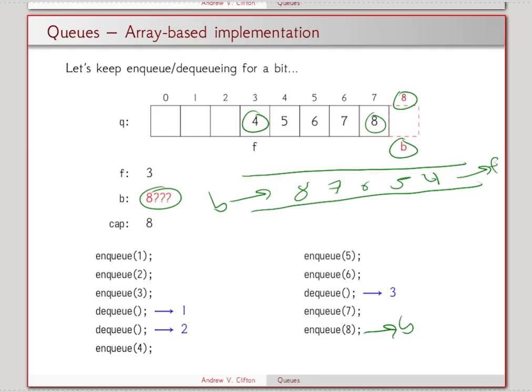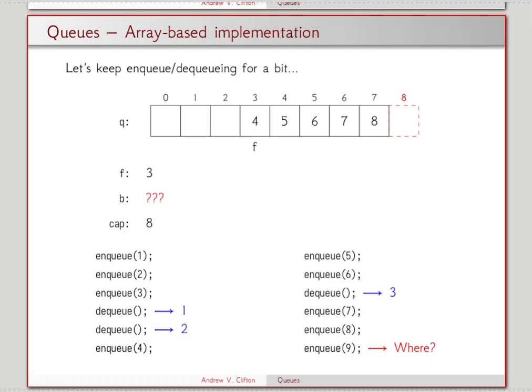Because here's the thing: when B is out here at index 8, it looks like the queue is full. It looks like we have all the items that we can have, because B can't go any further. We can't add any new things. But the queue is clearly not full. We only have 5 things in our queue, and we have a capacity of 8. We have these 3 spots over here that are empty. How do we make use of them? We should be able to do another NQ, but if we NQ 9, where's it going to go? It can't go here. That's beyond the end of the array. So how are we going to make use of all the space that we have in the array?